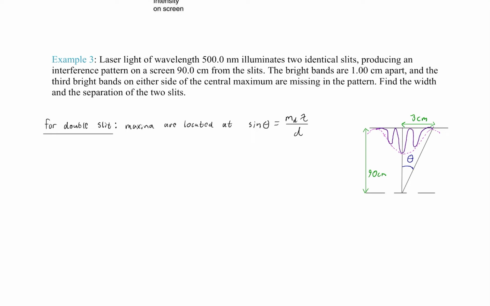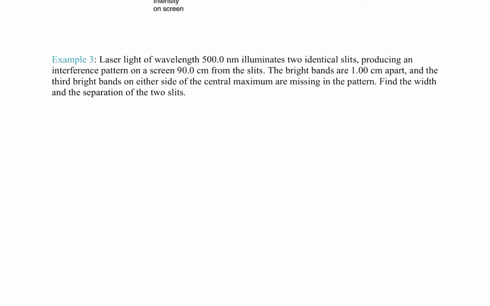Okay, so example 3. This is our other type of example, combining double slit with single slit. Laser light of wavelength 500 nanometers illuminates 2 identical slits, double slit interference, producing an interference pattern on a screen 90 centimeters from the slits. The bright bands are 1 centimeter apart, and the third bright band on either side of the central maxima is missing.